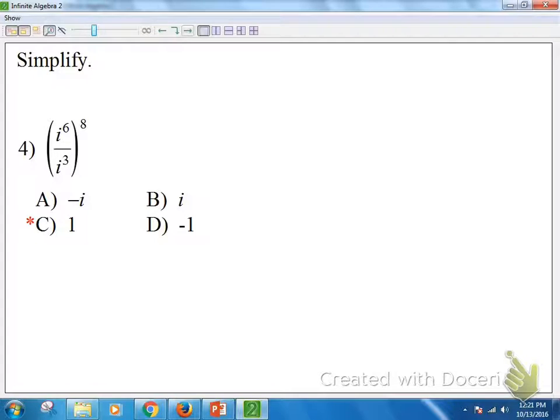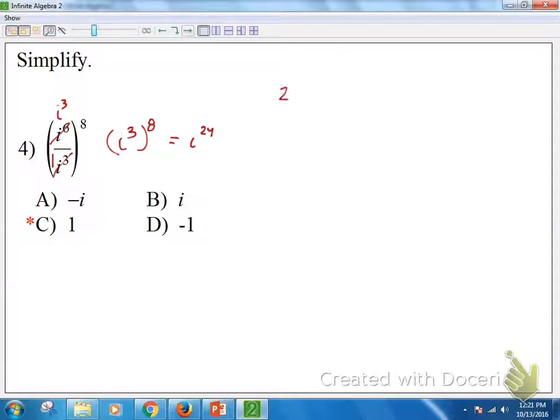Okay, number 4 has to do with i's. So this one's not so bad. Just start canceling things out. That cancels out with this, leaving just i to the third in the numerator. And if we raise that to the outside, the bottom's just a 1, so it's really like saying i to the third raised to the 8th, which is equal to i to the 24th.